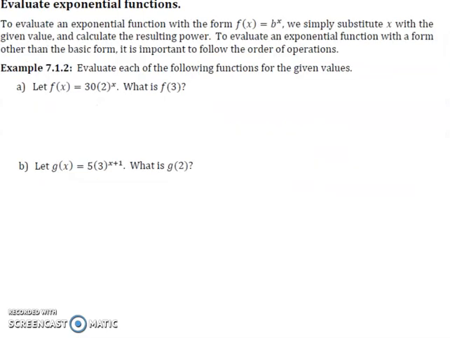I'd like for you to take a moment to please pause the video and try evaluating exponential functions on your own before I lead you through it.